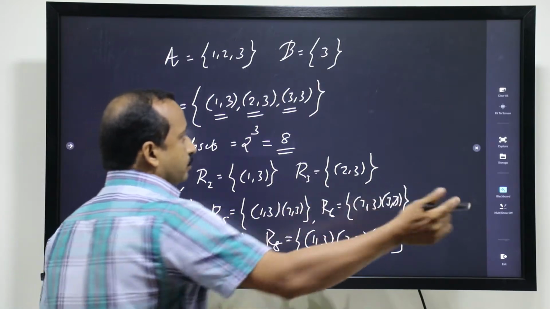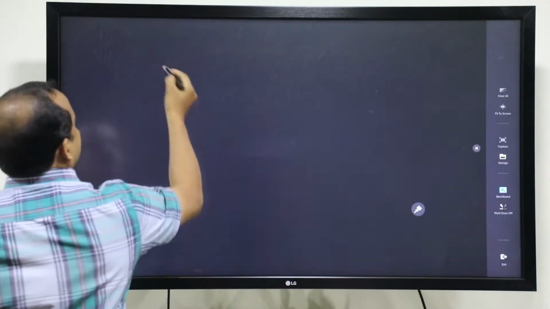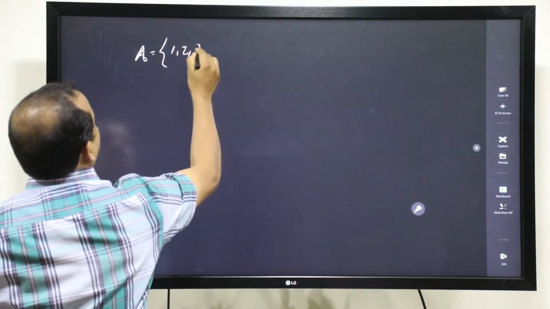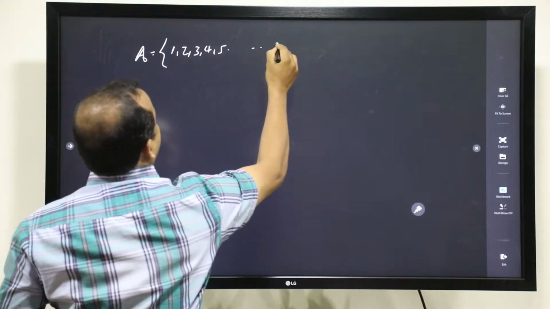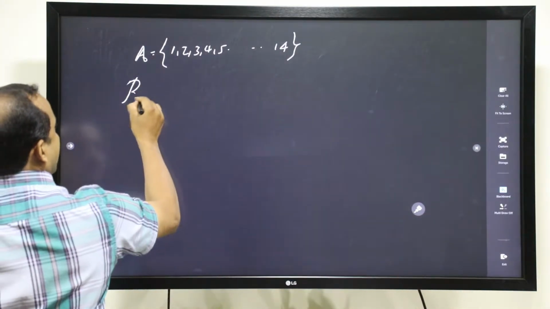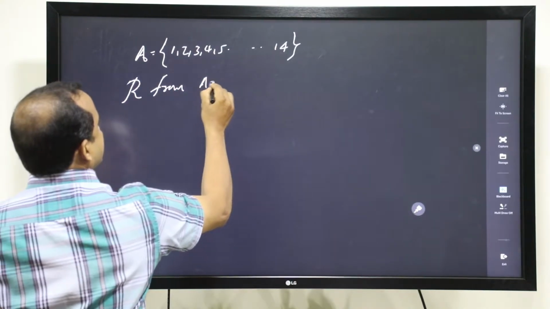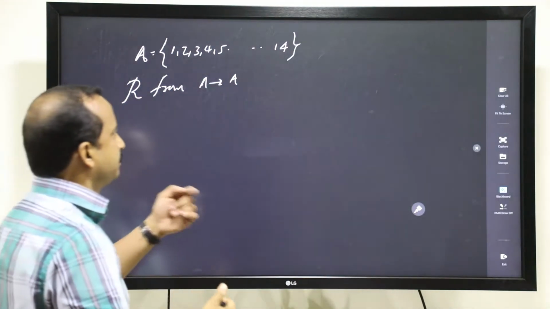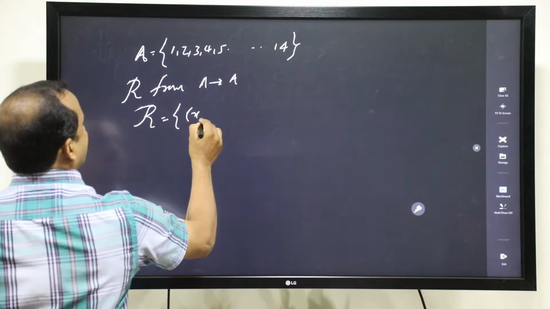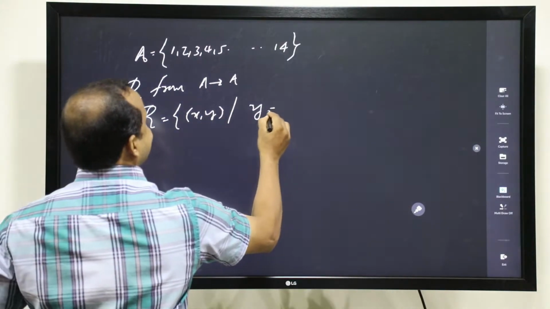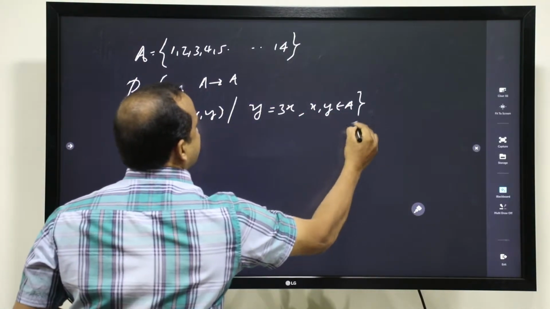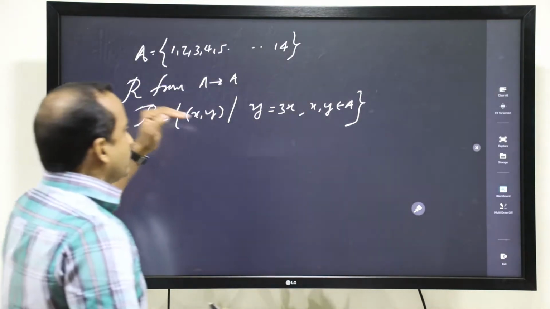Okay, I will write one more question based on this relation. Suppose A is equal to {1, 2, 3, 4, 5, and so on up to 14}, a finite set. We form a relation R from A to A, that means the second set B is also equal to A. R is equal to {(x, y) such that y is equal to 3x, where x, y are elements of the given set A}. Write the roster form of this relation.